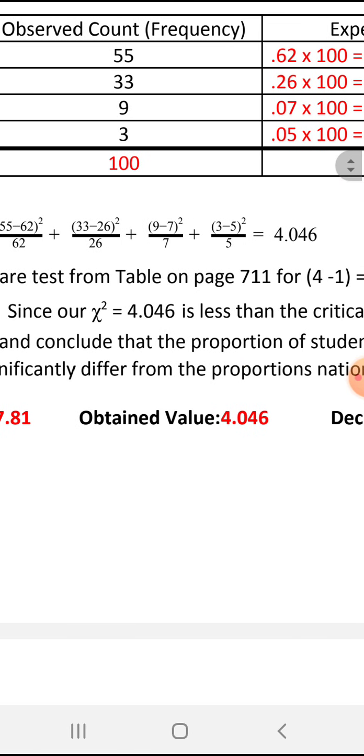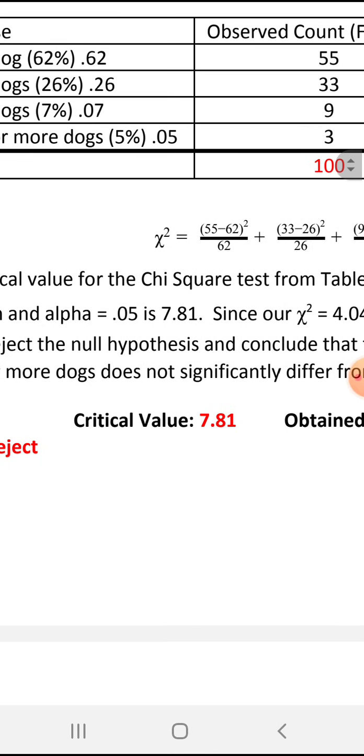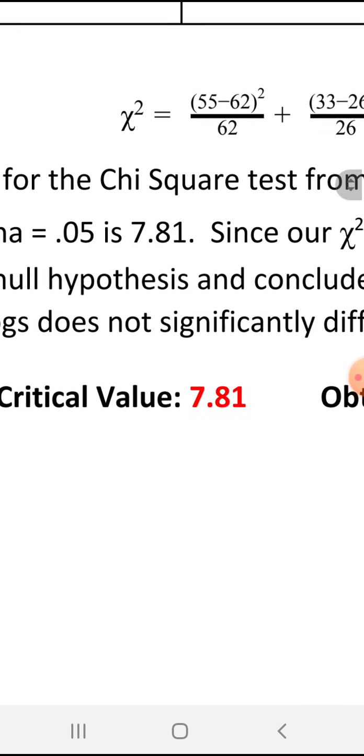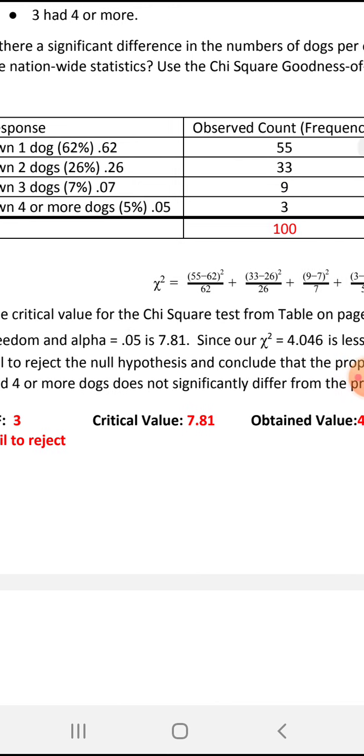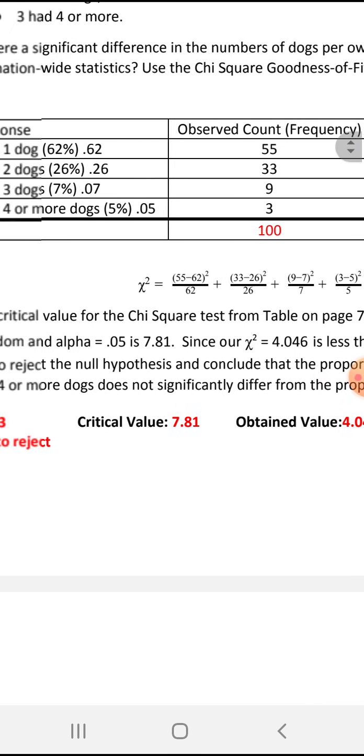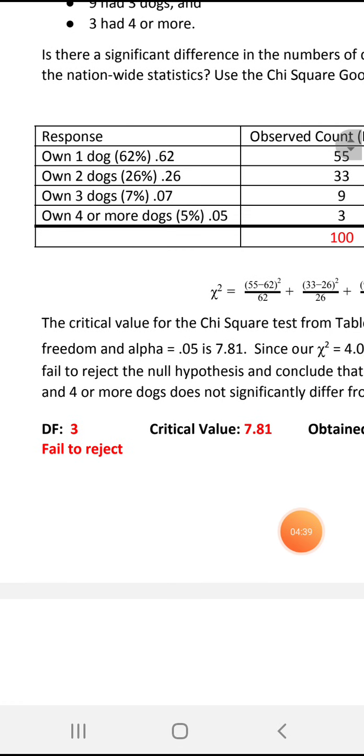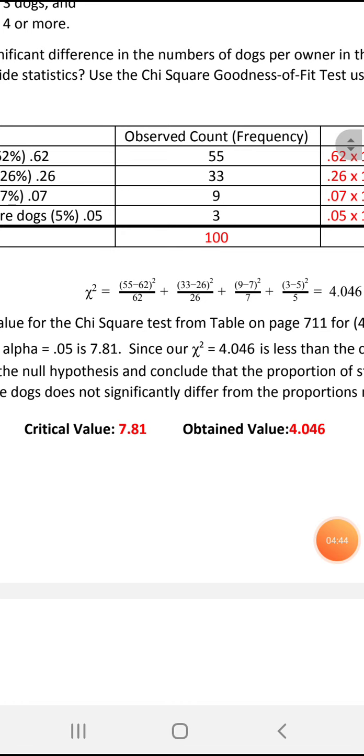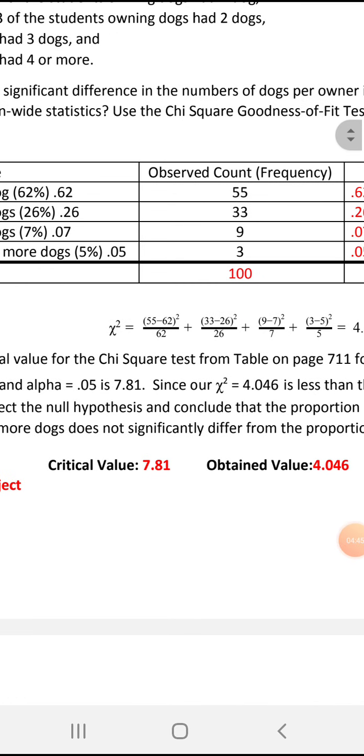Our obtained chi-square was 4.046. So we are going to fail to reject the null hypothesis here. In other words, the sample of students' dog ownership is not significantly different than the population dog ownership.